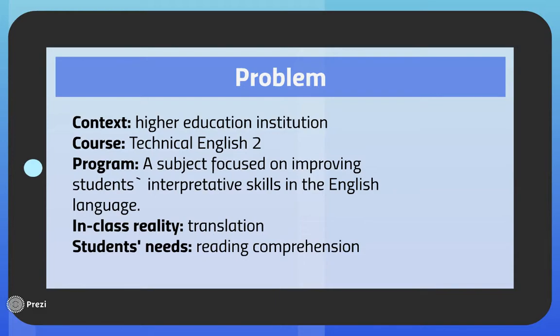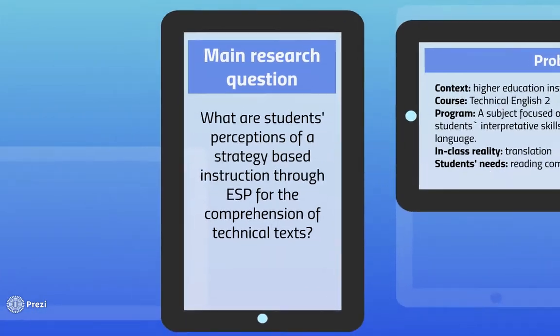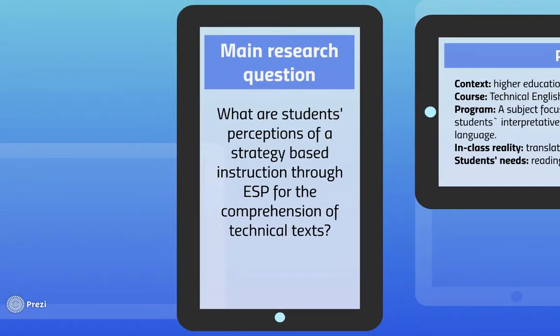What they really needed, and also based on the program and future expectations of this workforce, was for these students to be able to comprehend technical texts, making use of their prior knowledge and not translating texts. By translating, you are not teaching students how to read a text in English. So the main question was, what are students' perceptions of a strategy-based instruction through ESP for the comprehension of technical texts? So the intervention was based on this question.